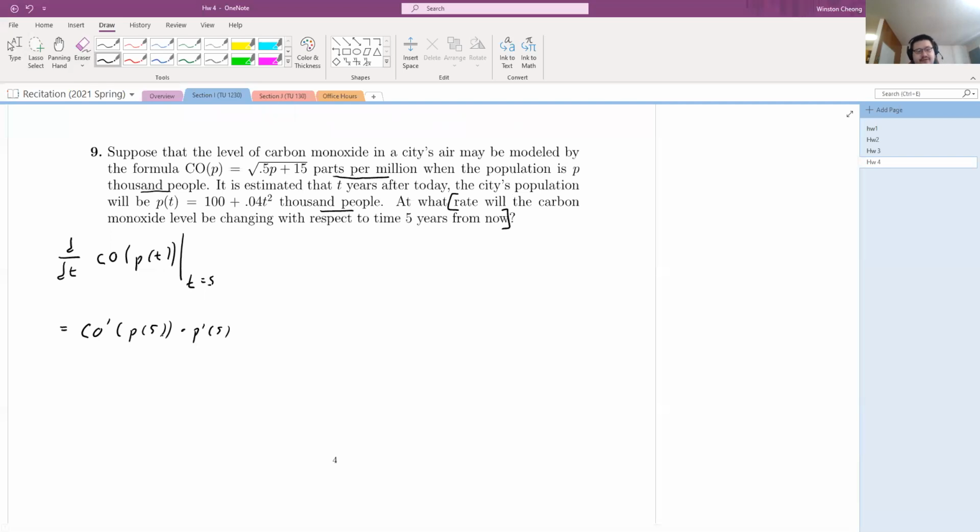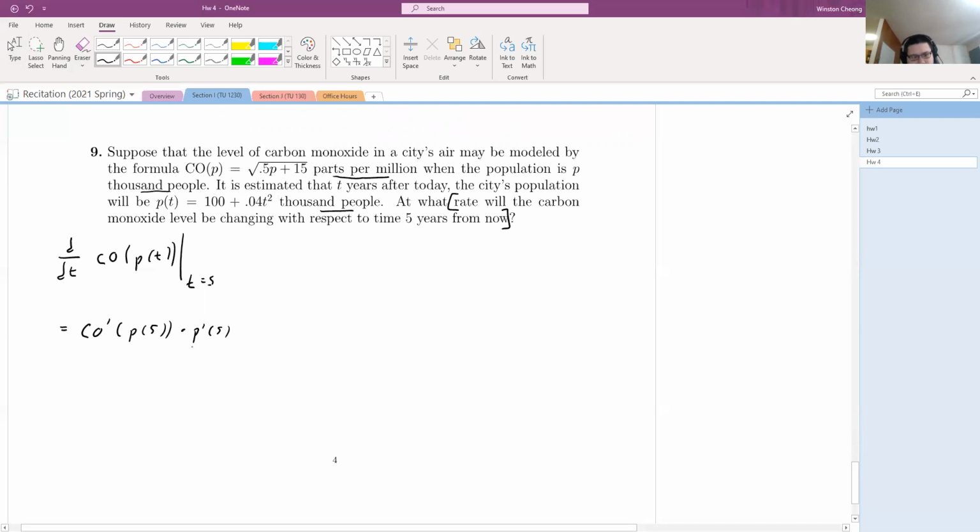The real reason why I want to do this is because I don't want to create that combined function. I don't want to create the carbon monoxide function composed with the population because it's already got a square root. This is already going to be something squared. It's going to look really terrible. So I don't want to create that combined function, then take its derivative. So instead, I want to break it up a little bit as much as I can.